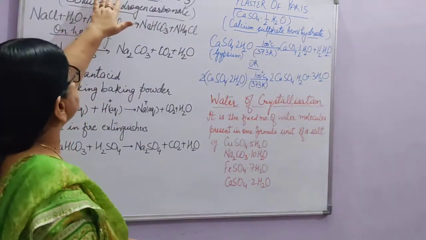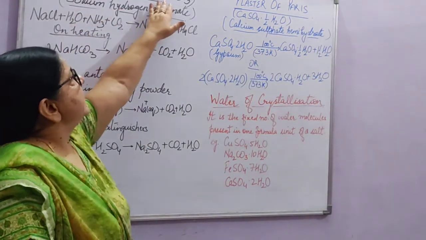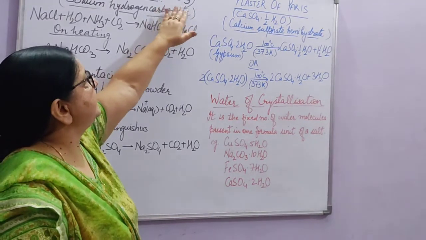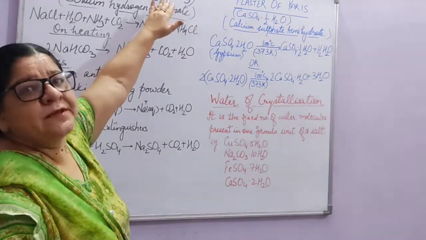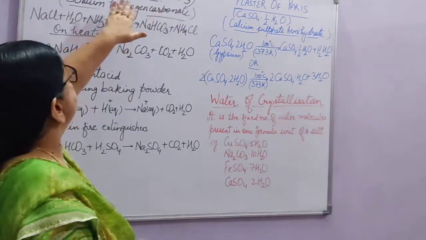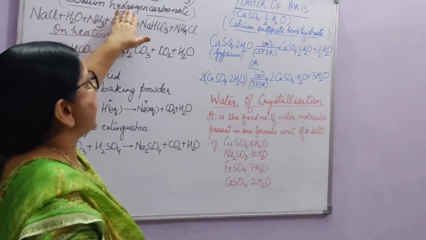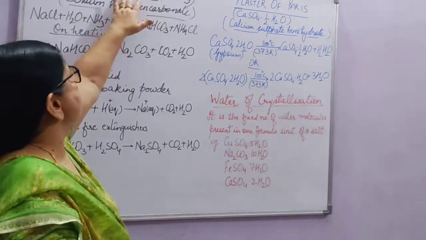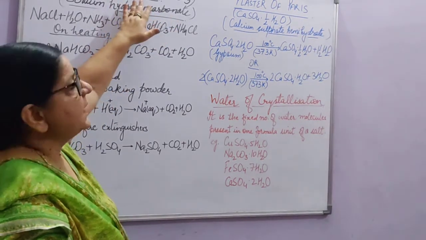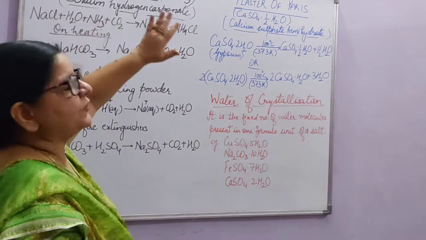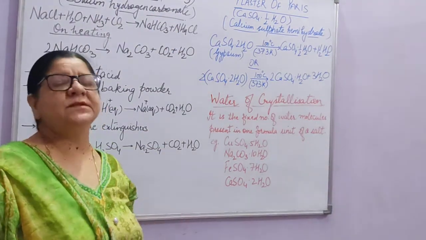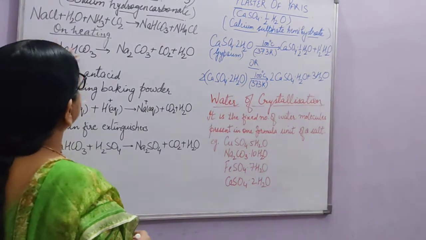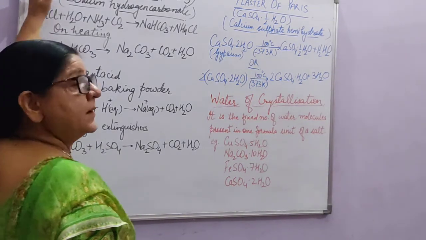Now this baking soda, NaHCO3, its formula is NaHCO3, also known as sodium bicarbonate or sodium hydrogen carbonate. This is its chemical name. Common name is baking soda. Chemical name is sodium hydrogen carbonate, or we can also call it sodium bicarbonate. Now, how is it prepared?